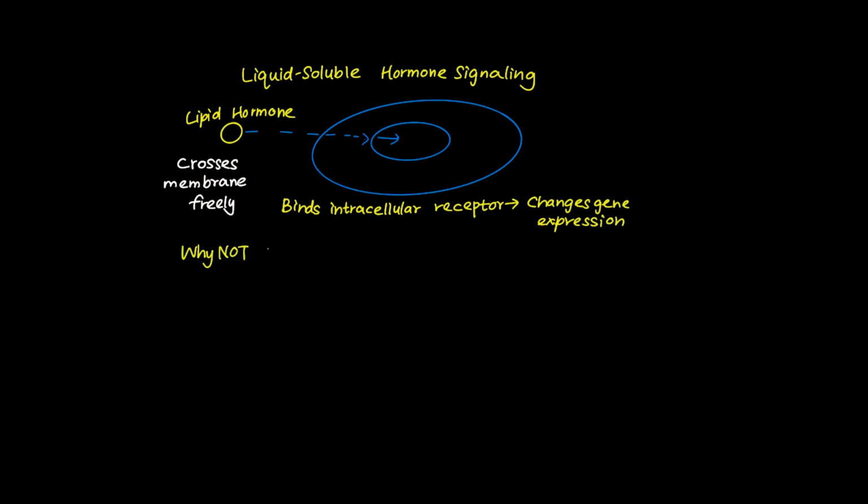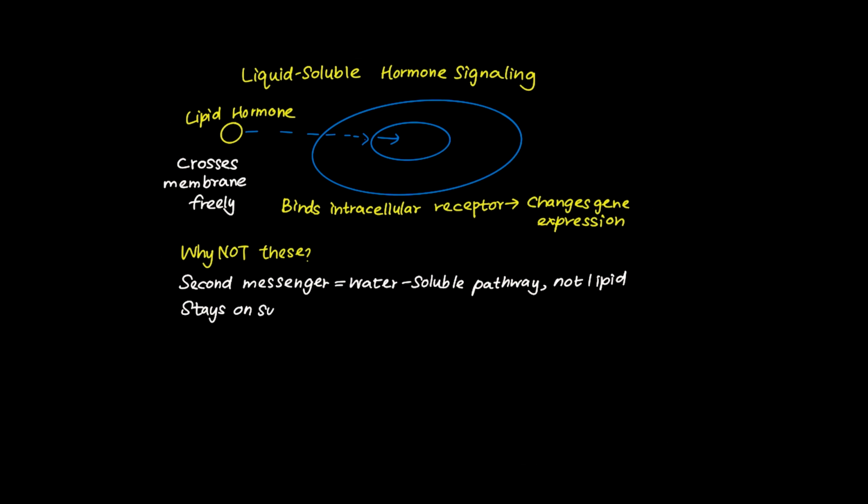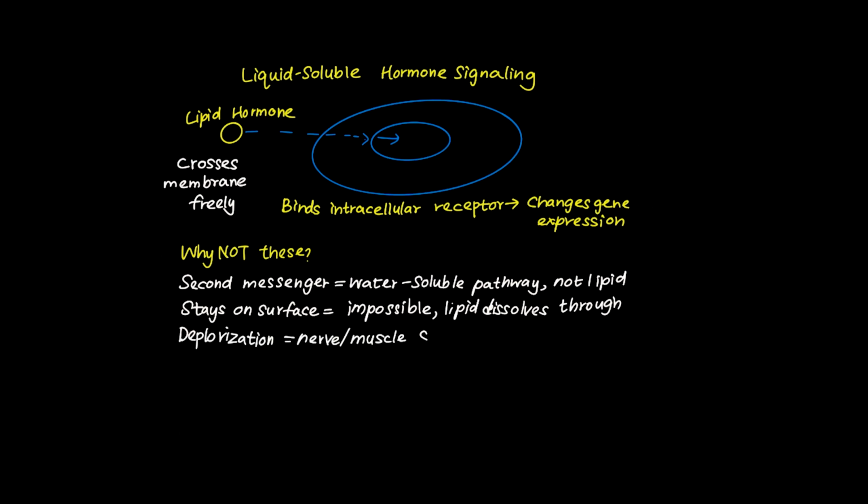A second messenger activating outside is the water-soluble pathway, surface receptors and cascades, not intracellular binding. Staying on the surface is wrong because lipid-soluble hormones pass right through. Membrane depolarization is a nerve and muscle thing. Action potentials, not hormone signaling.